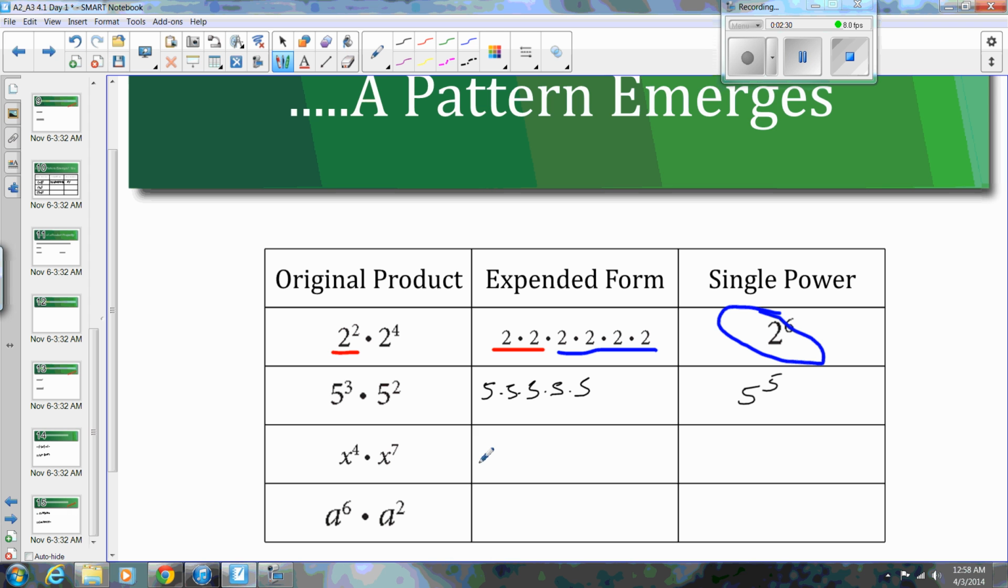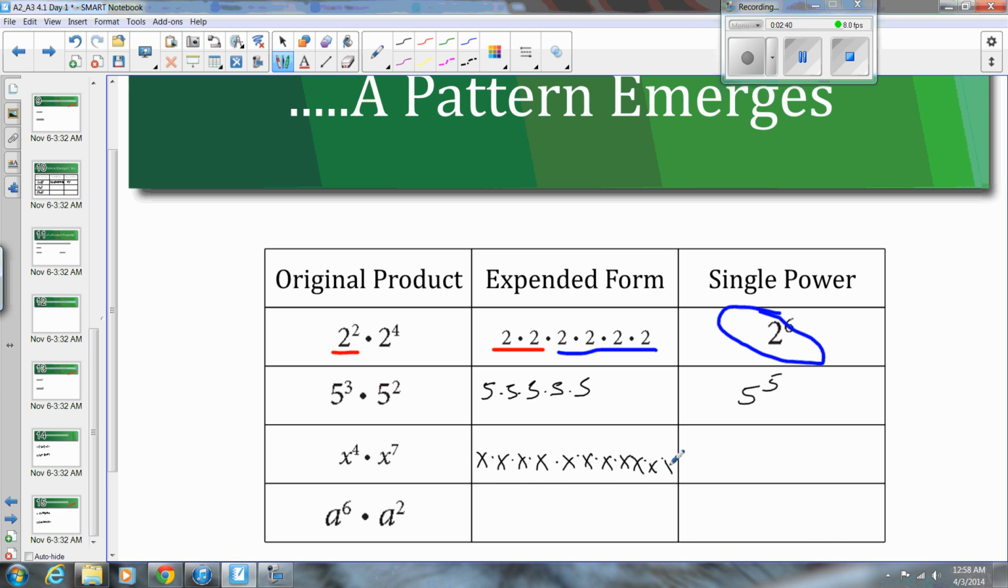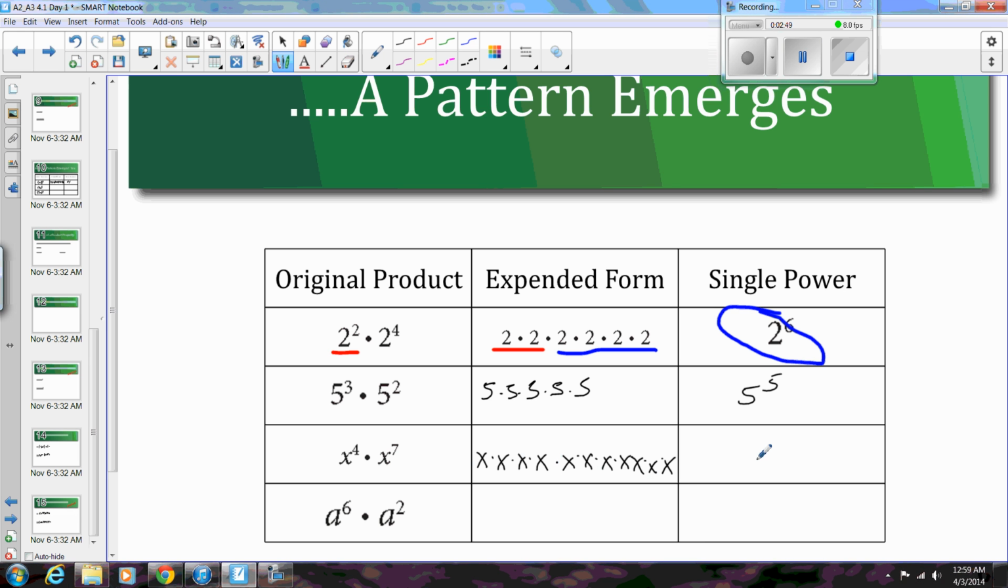X to the 4th times x to the 7th. Well, that's simply just 4 x's, 1, 2, 3, 4, times 7 x's, 1, 2, 3, 4, 5, 6, 7. Because really, remember, x to the 4th is just x times itself 4 times. So same thing with x to the 7th times itself 7 times. So how many total x's are there? Well, x to the 11th power.